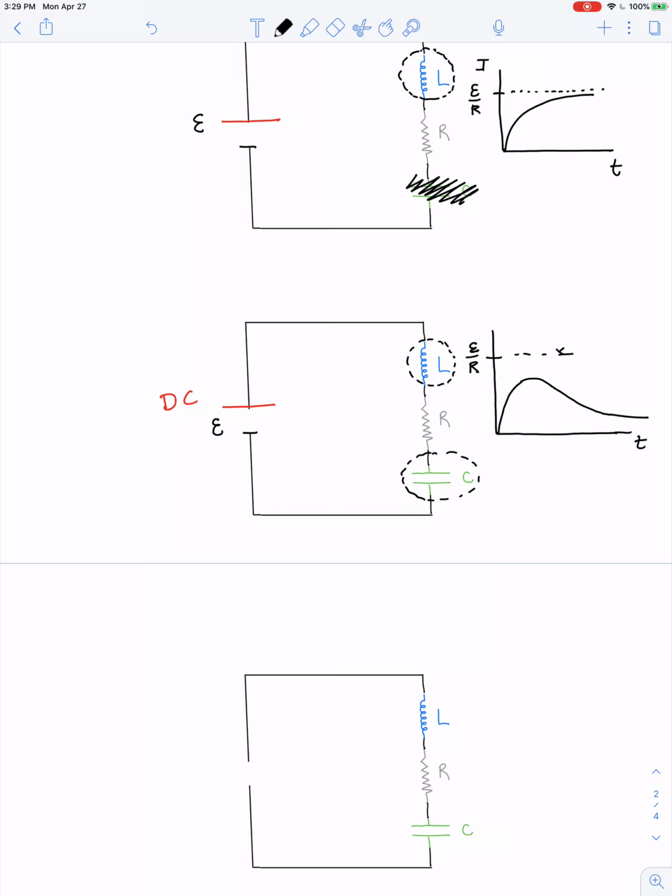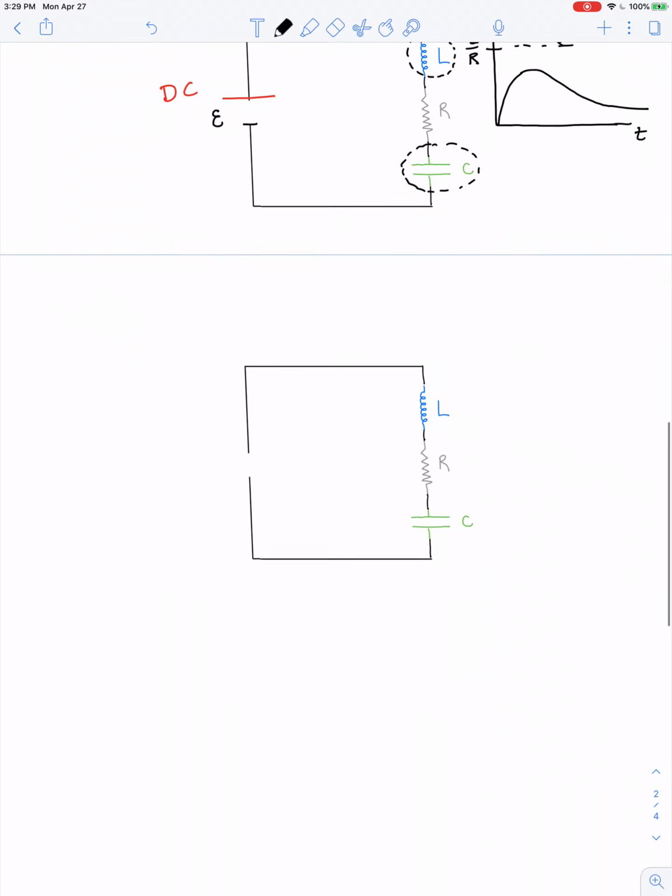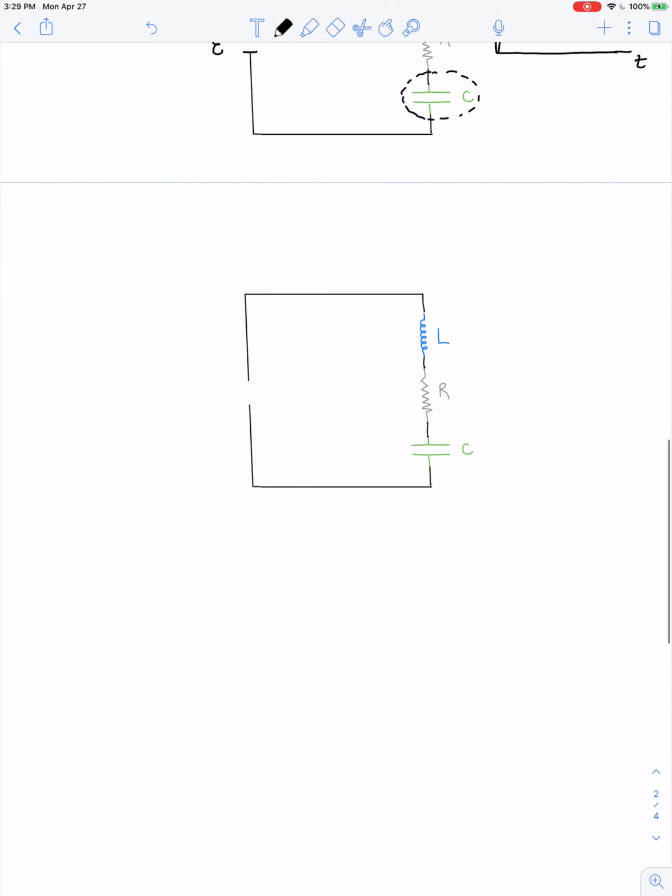Well, this really is not a practical circuit, and you won't find circuits of this type very often. You will find circuits that put an inductor, resistor, and a capacitor together in series, but not if they're connected to a source of DC. If we put a label here, say this is a generator, maybe we'll use a symbol like this.